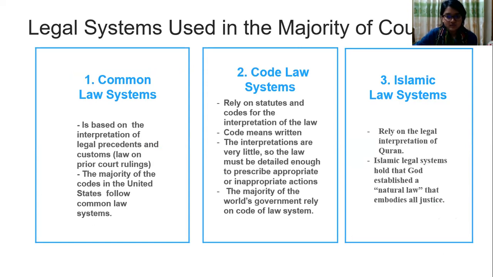Code law systems. Code law systems rely on statutes and courts for the interpretation of the law. The interpretations are very little, so the law must be detailed enough to prescribe appropriate or inappropriate actions. The majority of the world's governments rely on code law systems.